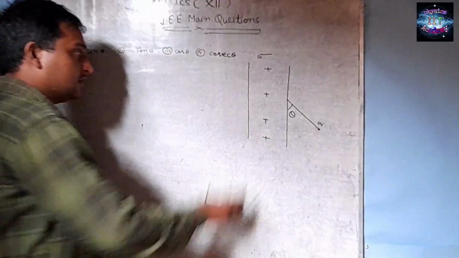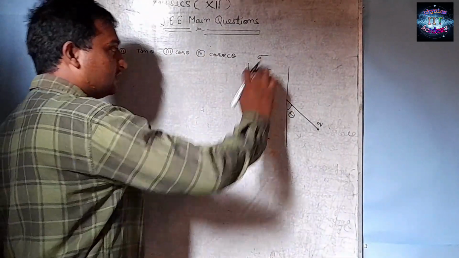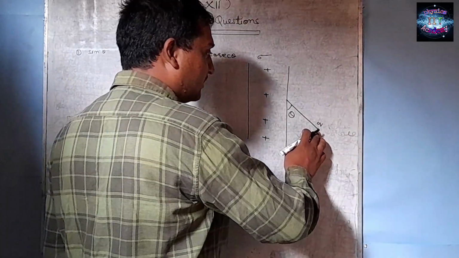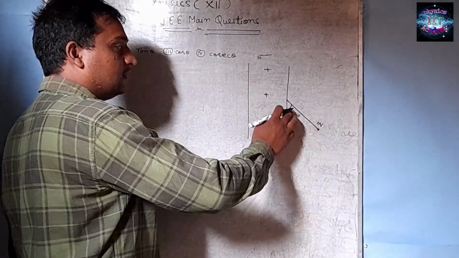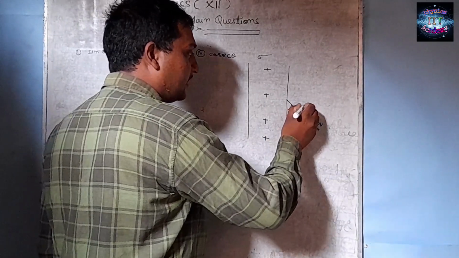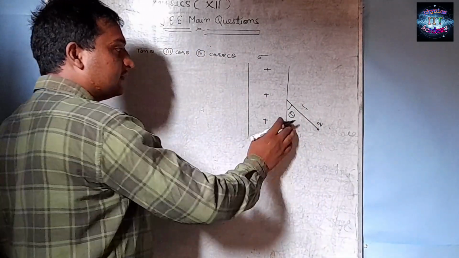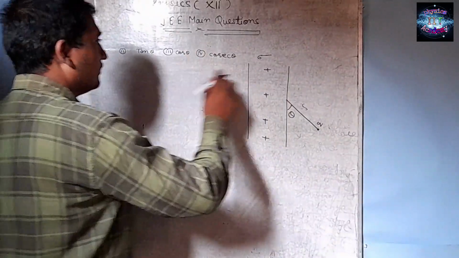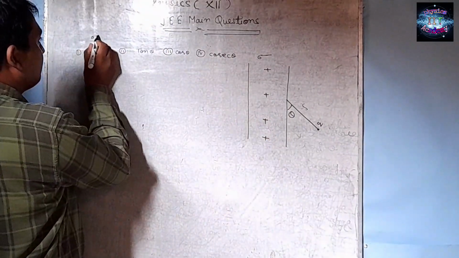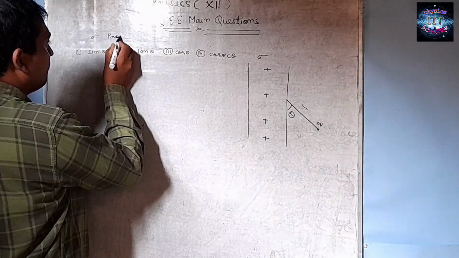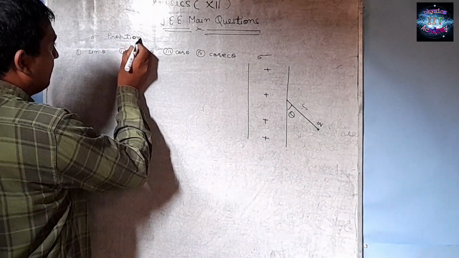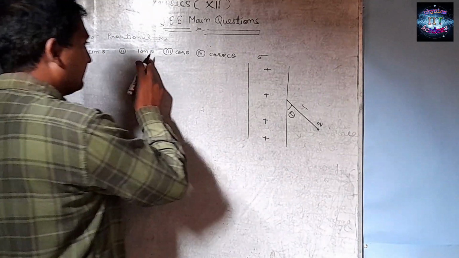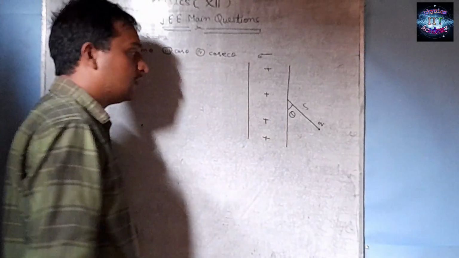फिर से, this is a plane sheet of surface charge density sigma and a charged ball of mass m suspended with silk thread by making an angle theta with the plane sheet. Then the surface charge density sigma is proportional to which of the following options? Option number 1 sin theta, option 2 tan theta, option 3 cos theta, and option 4 cosec theta.